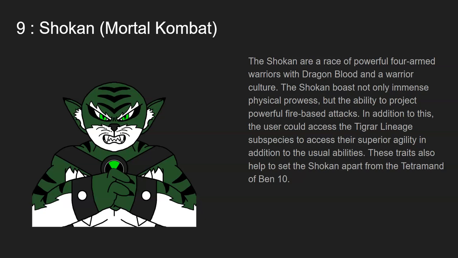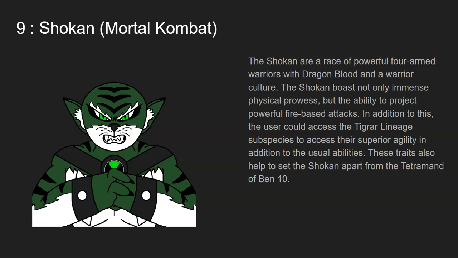And up next are the Shokan from Mortal Kombat. And before you ask, yes, I was very tempted to do Shiba instead of Kentaro. I will not elaborate further. The Shokan are a race of powerful four-armed warriors with dragon blood and a warrior culture. Kind of like Saiyans. The Shokan boast not only immense physical prowess, but the ability to project powerful fire-based attacks.